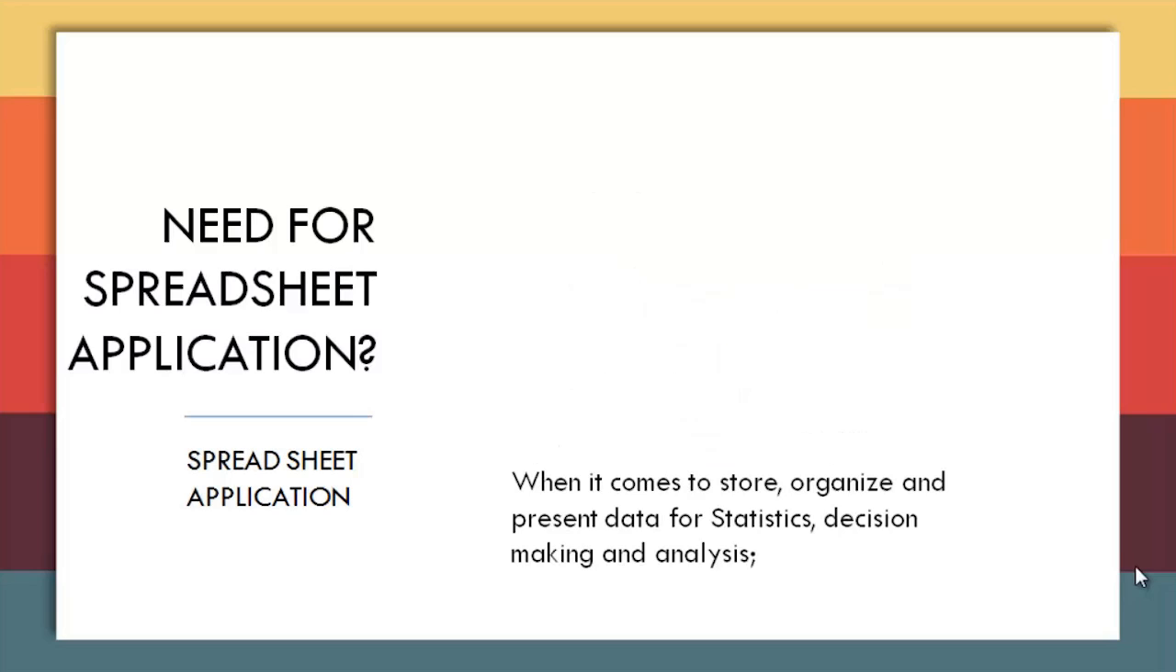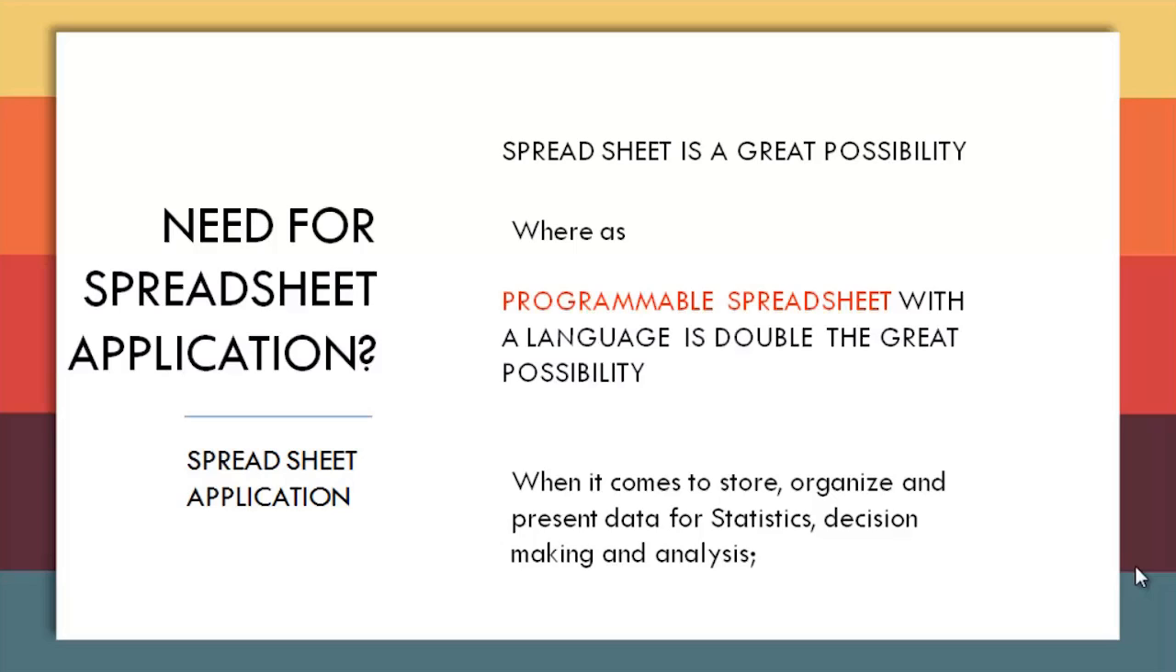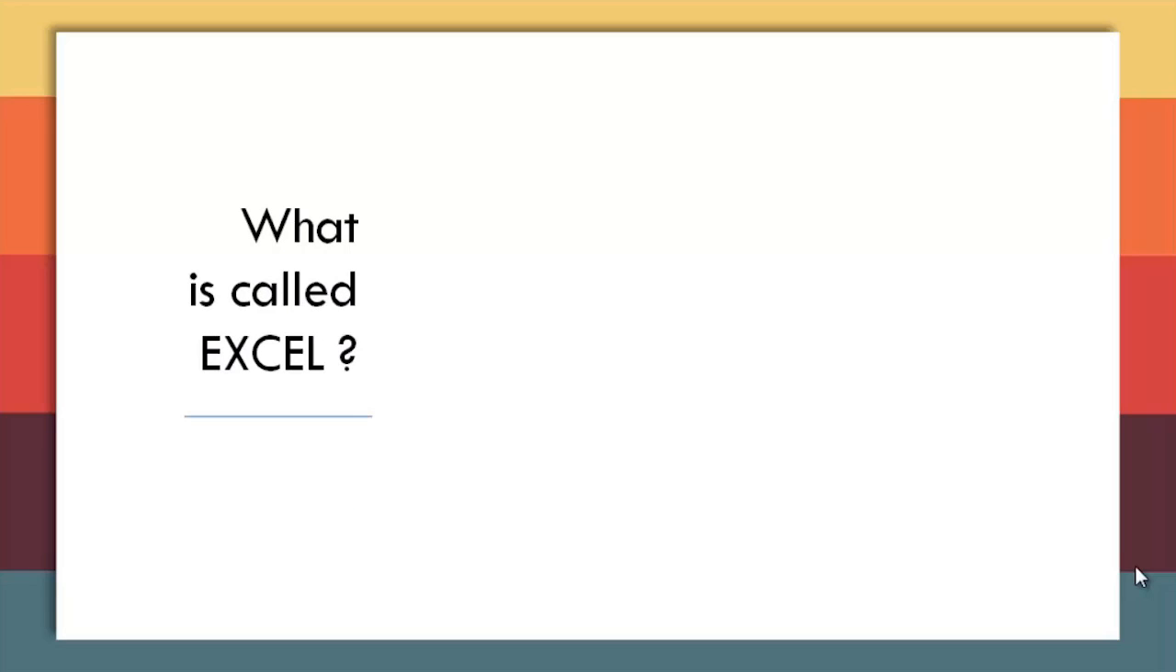When it comes to store, organize, and present data for statistics, decision making, and analysis, spreadsheet is a great possibility. Whereas a programmable spreadsheet with a language like VBA is double the great possibility. What is called Excel then?